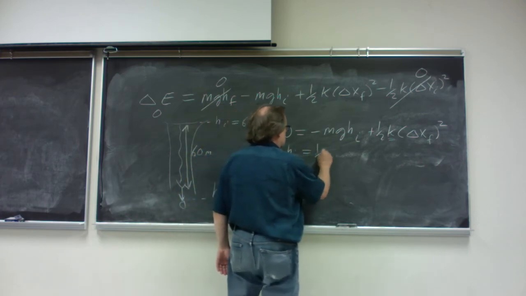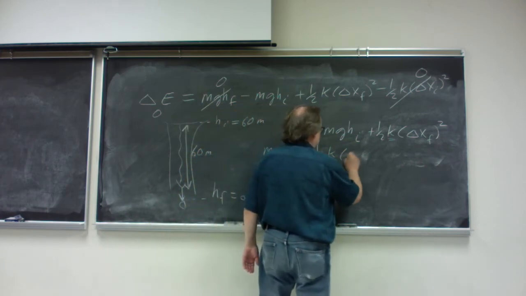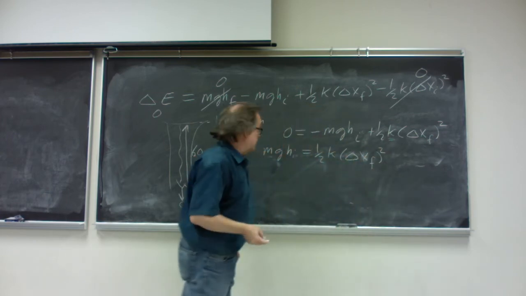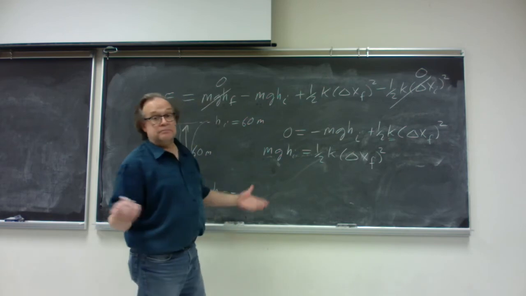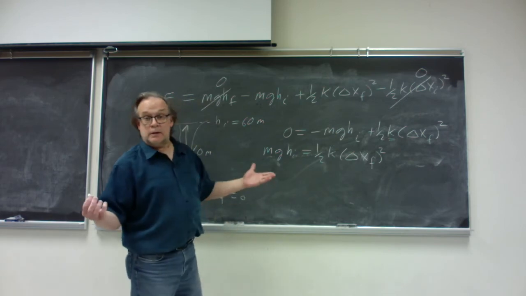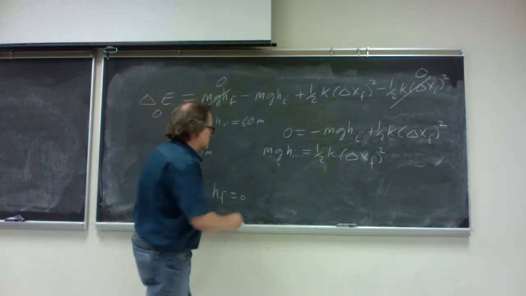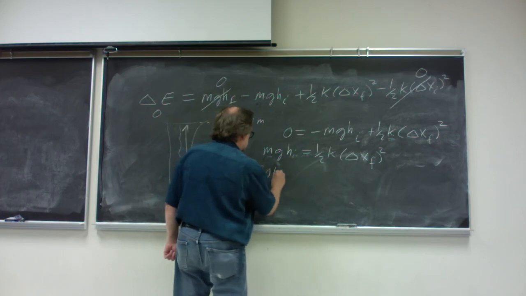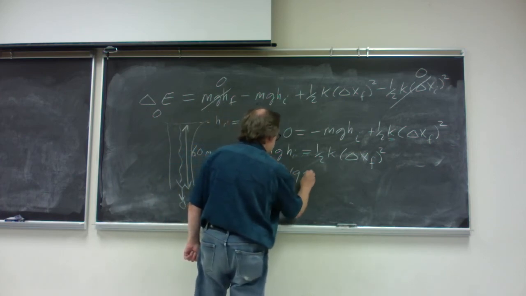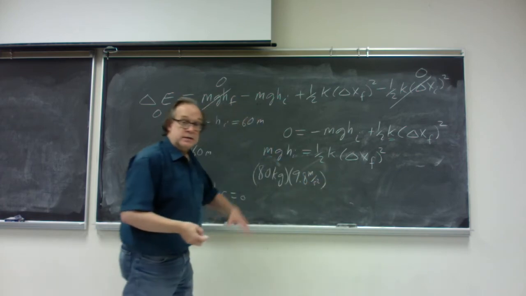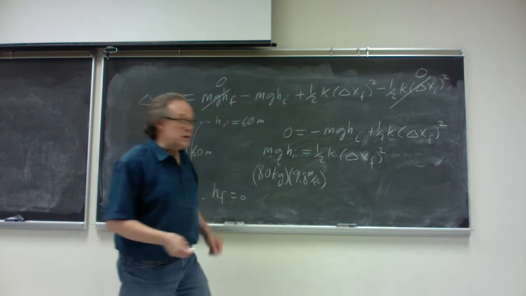mgh_i equals 1/2 K amount of stretching in the final state squared. Now let's put in the numbers. Let's say this jumper has a mass of 80 kilograms. And then g, of course, is 9.8 meters per second squared. And the initial height, the initial elevation, is 60 meters.